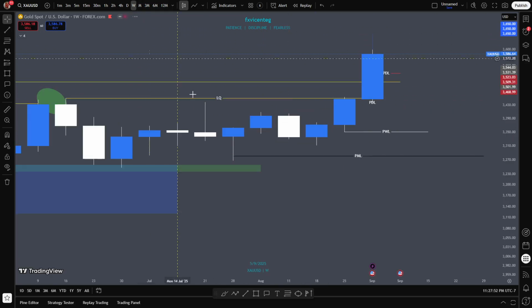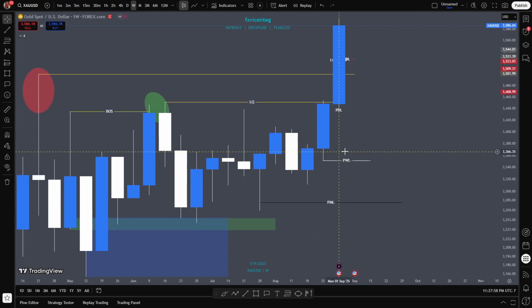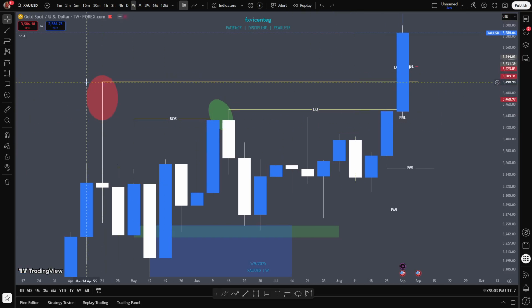Now we go down to the weekly. Here we see this weekly low right here. Now we're going to focus on this weekly low because this candle is really bullish and we're heading to this high. And right now I'm going to mention the structure high as to where we're heading. But first I want to focus on this.